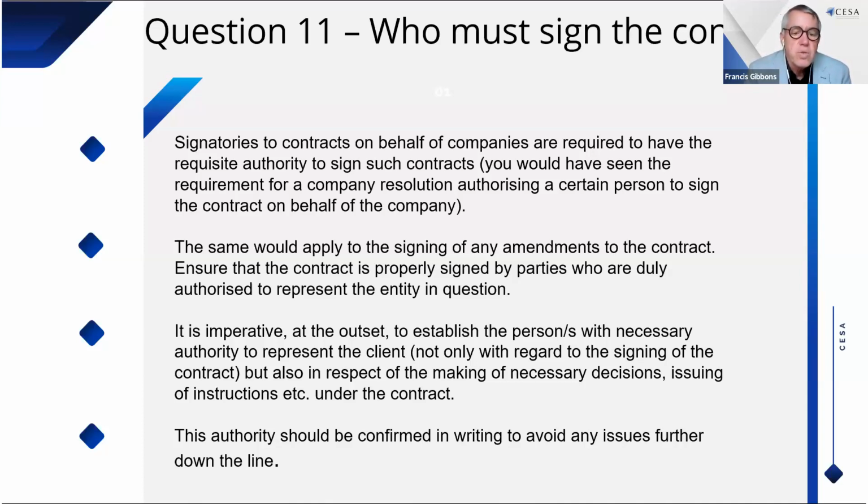But it is imperative also to establish the person with the necessary authority to represent the client, not only with regard to signing of the contract, but also in respect of making necessary decisions, issuing of instructions, etc., under the contract. You don't want to get into a situation where you've been accepting instructions from someone that possibly have cost implications on the project, and to find out that they do not have the authority to bind the client to those instructions. So the authority should be confirmed in writing to avoid any issues further down the line.